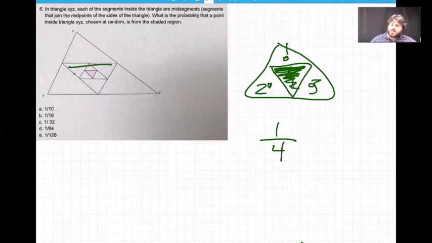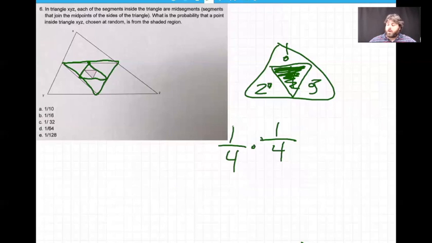Now remember, this region here is 1/4 of the total, but that's not what the shaded region is. It's smaller than that. So this is 1/4 of the total, okay? Now within that, we've got another mid-segment. Well, it should be 1/4 of that total. So really, we want to know what 1/4 of 1/4 is. Now within that, we've got another mid-segment. So this is the guy we're looking for. It is 1/4 of 1/4 of 1/4.